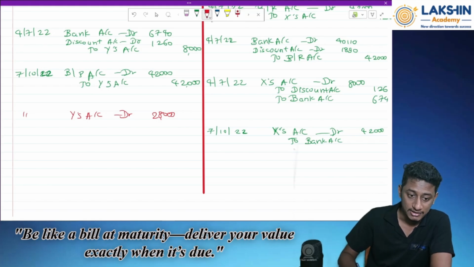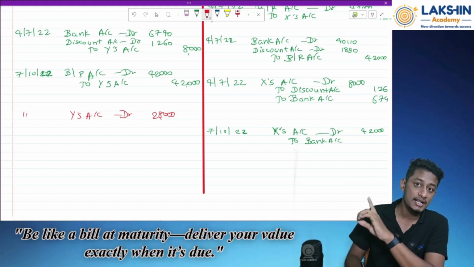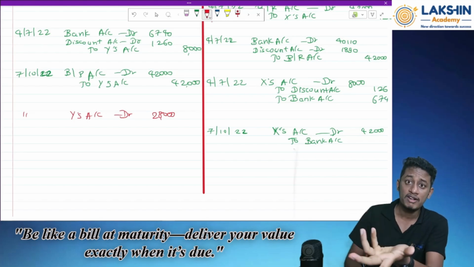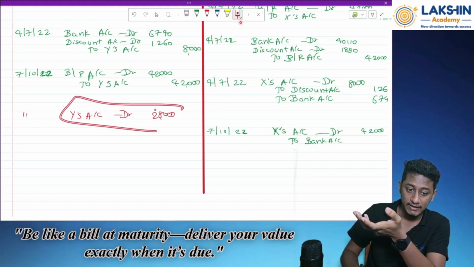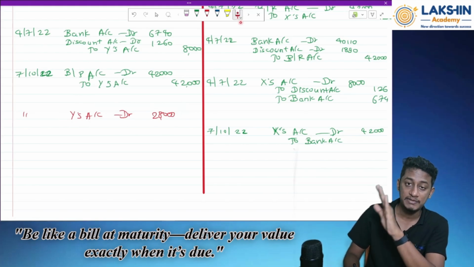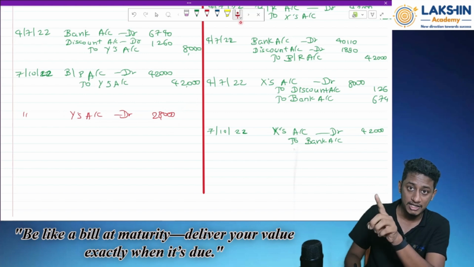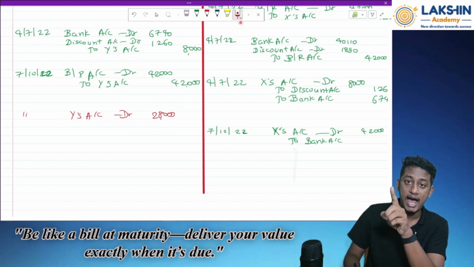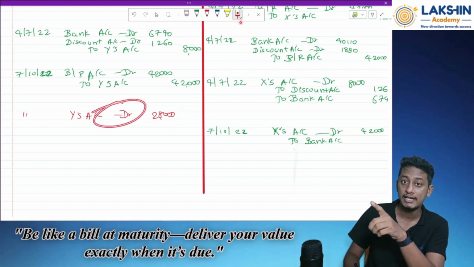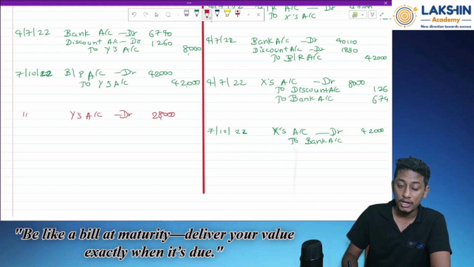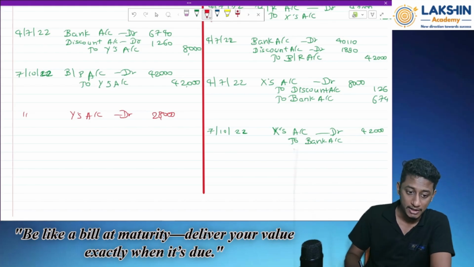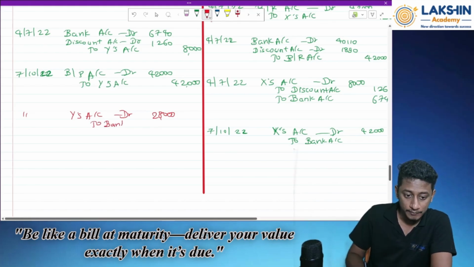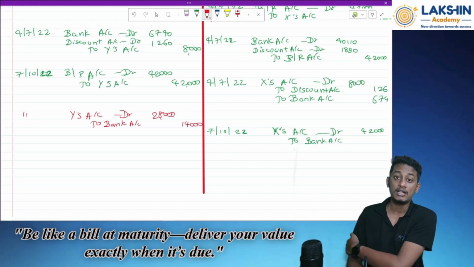But now tell me this. Will this 28,000 be cleared completely? No. Why? Because X is not able to pay. Whenever I say debited, that means I am clearing a credit entry. Whatever creditor balance was remaining in my books of X, I am clearing it by debiting it now. Now to clear it, out of the whole amount, how much can be paid? Only half of that. 0.5 rupee can be paid. So to bank account, only 14,000 rupees can be paid.